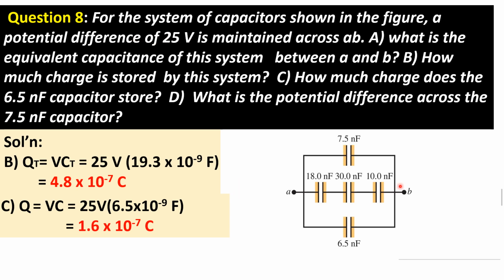So it follows that the voltage across the 7.5 nanofarad capacitor is also equal to 25 volts, where we say that the total voltage in the whole system is just equal to the individual voltages across each capacitor connected in parallel.